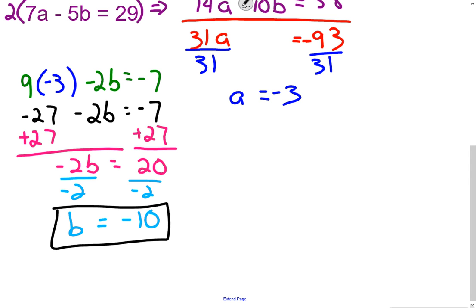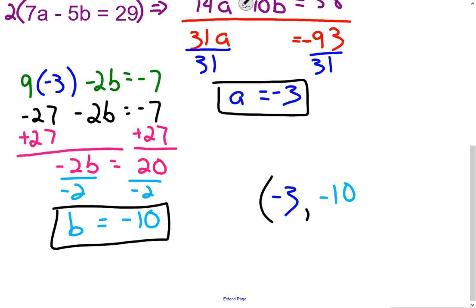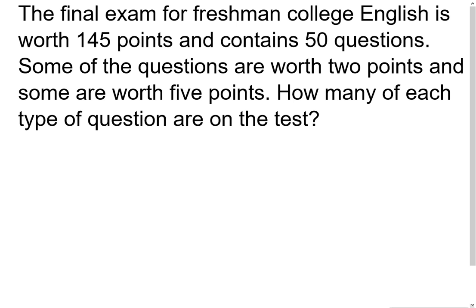B is negative 10, a is negative 3. If you wanted to display that as a point, generally speaking, we put it in alphabetical order. So my a value would be negative 3. My b value is negative 10. And I've solved that system of equations using elimination, where I had to do some multiplying before I could add or subtract.